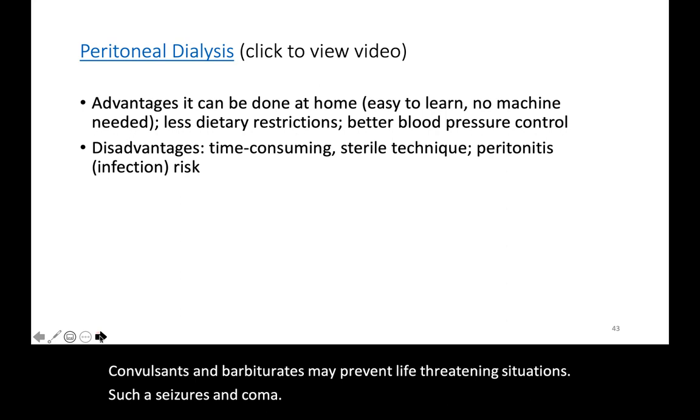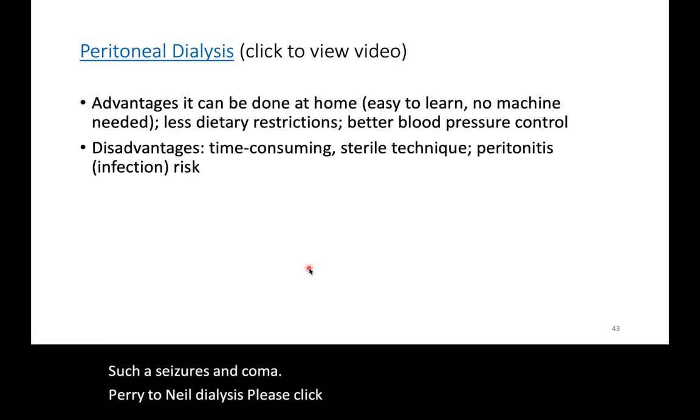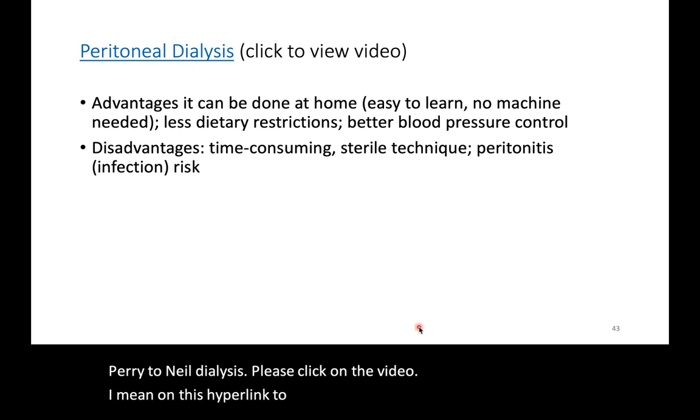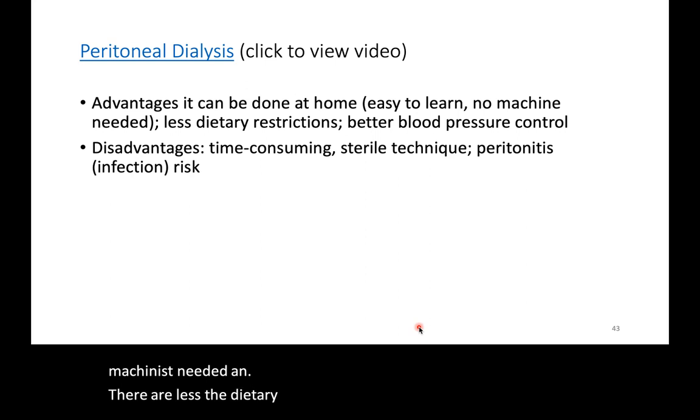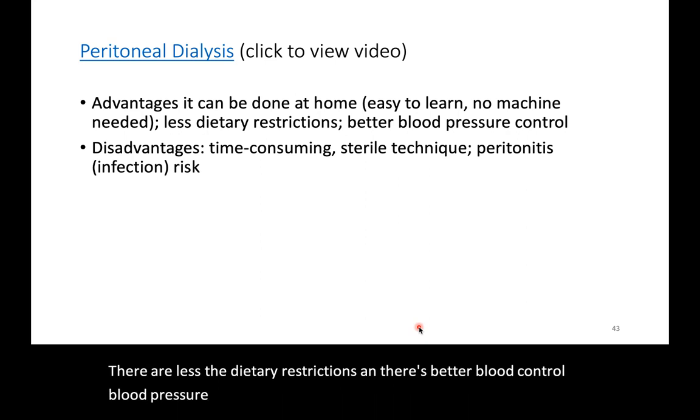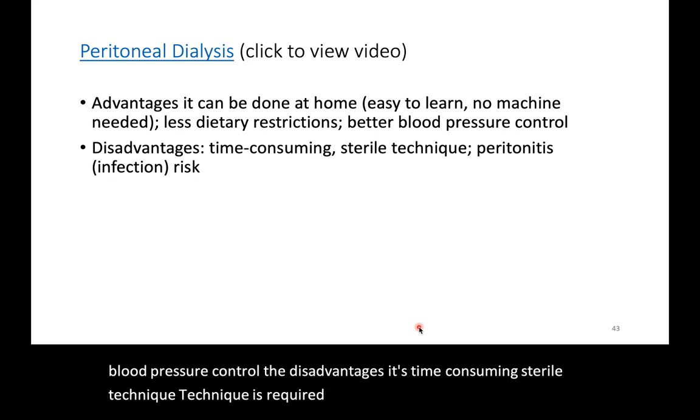Peritoneal dialysis. Please click on this hyperlink to view the video. The advantage of peritoneal dialysis is that it can be done at home. It's easy to learn, no machine is needed, there are fewer dietary restrictions, and there's better blood pressure control. The disadvantages are it's time consuming, sterile technique is required, and there's a risk for peritonitis.